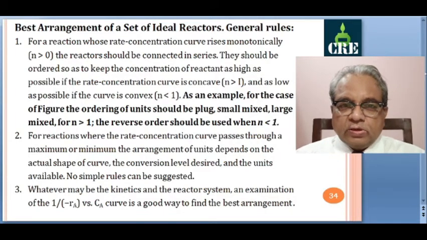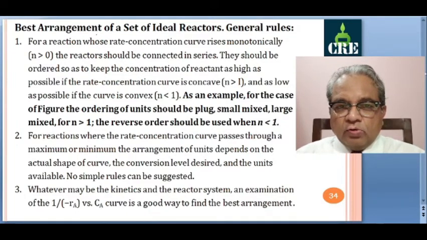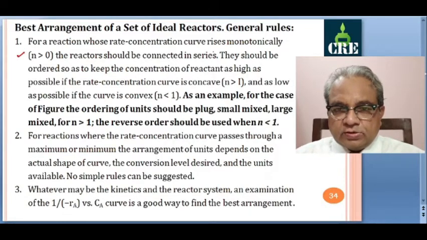Now we'll see the best arrangement of a set of ideal reactors, and these are general rules which will give us a fairly good idea about how to arrange our set of reactors for the best possible performance. For a reaction whose rate concentration curve rises monotonically, that is for n greater than 0, the reactors should be connected in series. So these are general rules. So when n greater than 0, the reactors should be connected in series. They should be ordered so as to keep the concentration of the reactant as high as possible.